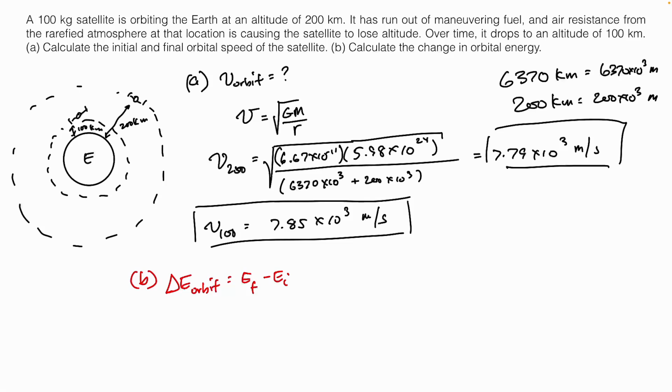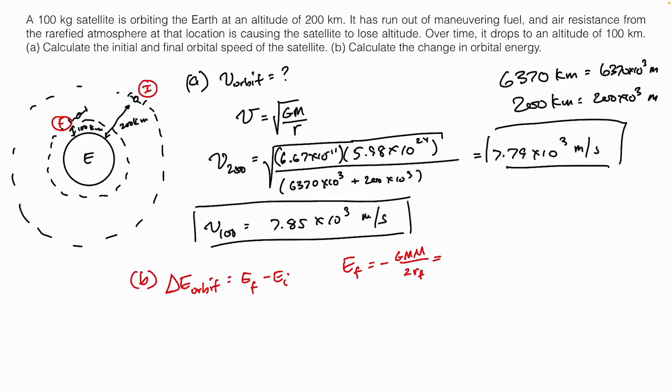Okay, so that means I got to calculate two things. I got to calculate my final orbital energy. Final, so initial's up here, right? Final is down here. It started at 200, it goes down to 100. So to find my final orbital energy, well, I now have an equation for my orbital energy, right? My final energy is negative G m m over 2R final, right?